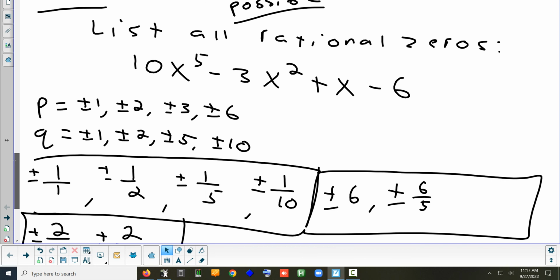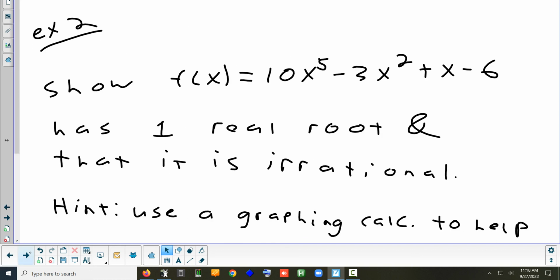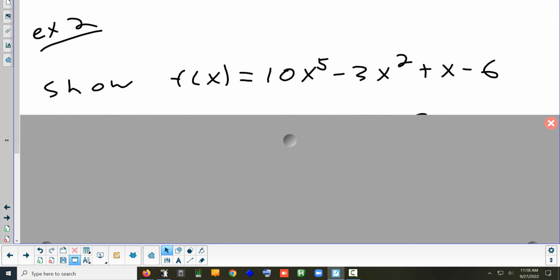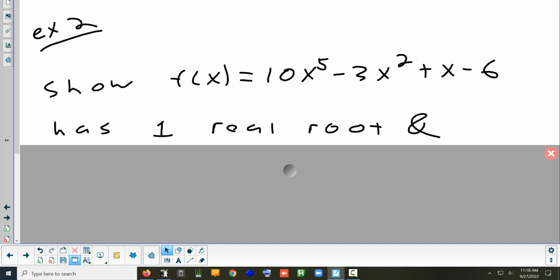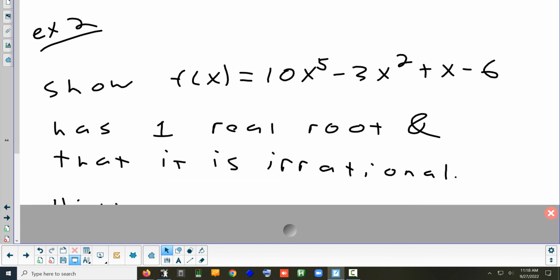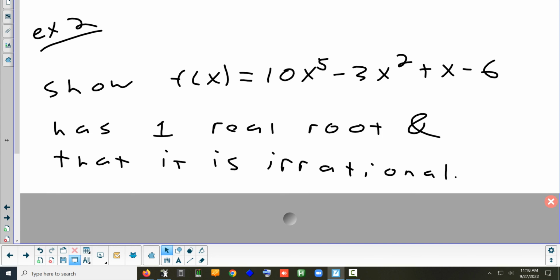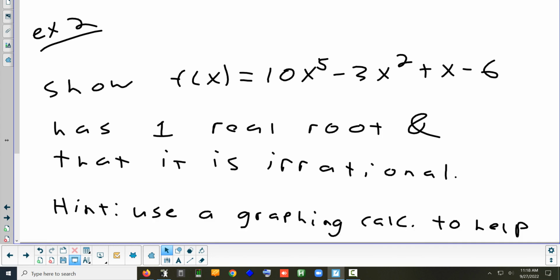So if we graph this and we look at it, we can eliminate most of these just by looking at the picture and saying, well, is it close to 6 or is it not? If it doesn't look like it's near 6, we can cross 6 out. Right, and that's what we're going to do in this part. We're going to show that this graph ends up only crossing in one spot. So it does cross the x-axis, but we're going to show that where it crosses is irrational. So what that means, well, you'll think about what that means in a second.